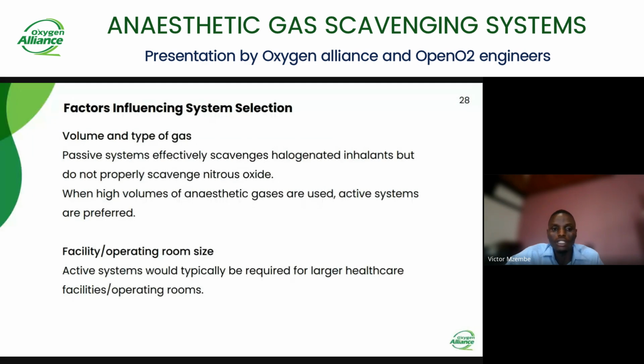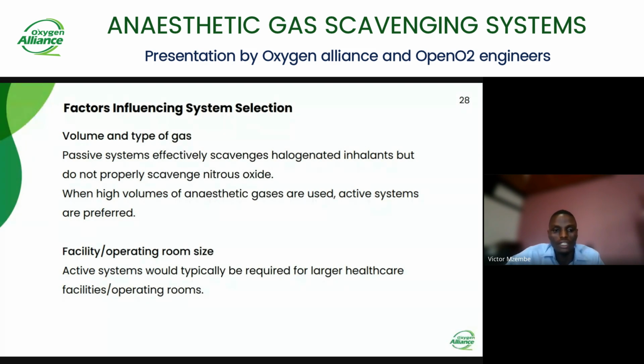For bigger facilities, let's say facilities with a higher number of operating rooms, let's say 4 operating rooms, it is important to procure an active system, because this system can also come as a central scavenging system whereby you can connect scavenging hoses from different rooms to one unit. So the central scavenging system collects anesthetic gases from different operating rooms and then disposes of those gases.